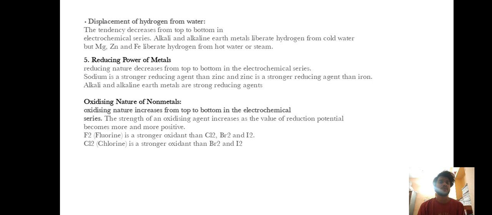Oxidizing nature of non-metals. Oxidizing nature increases from top to bottom in the electrochemical series. The strength of an oxidizing agent increases as the value of reduction potential becomes more and more positive. F2, fluorine, is a stronger oxidant than Cl2, Br2 and I2. Cl2, chlorine, is a stronger oxidant than Br2 and I2.